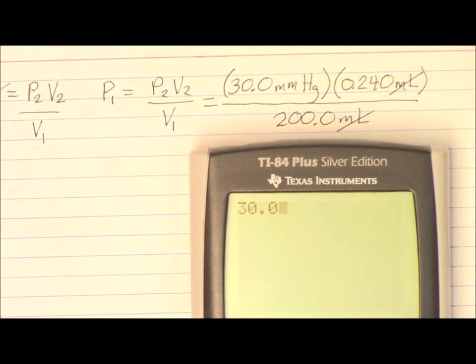30.0 times 0.240 divided by 200, we get 0.036 millimeters of mercury.